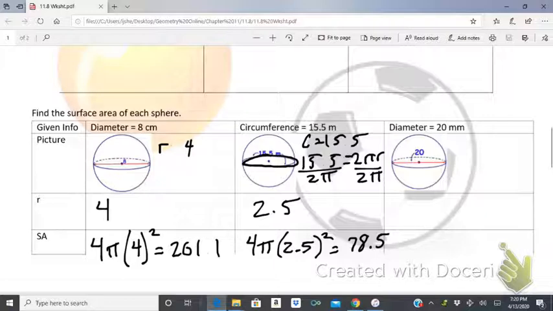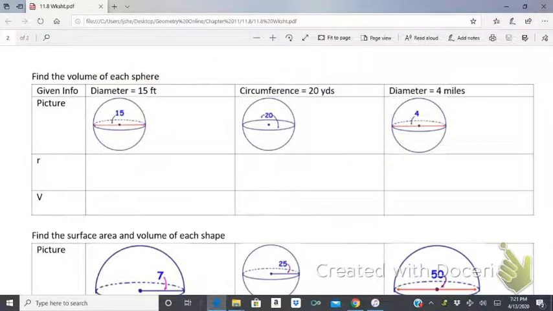Alright? And then I'll leave the last one for you because it's the exact same as the first one, except instead of 8 it's 20. So let's look at this one. This is very, very similar to what we just did, except instead of using surface area, we're going to use the volume formula. So the first one, actually let's do the last one this time. The radius of this one is going to end up being 2, right? Because the diameter was 4, so the radius is going to be 2.